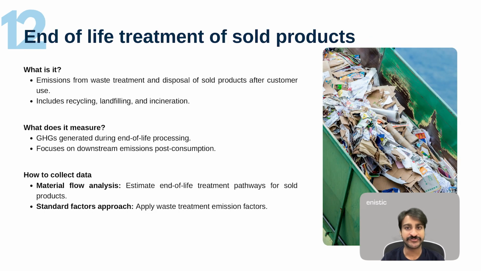Next, we have end-of-life treatment of sold products. These are emissions from waste treatment and disposal of sold products after customer use. It includes recycling, landfill, and incineration. It measures the greenhouse gases generated during end-of-life processing, and it focuses on downstream emissions post-consumption. The best way to collect data for this is to conduct a material flow analysis, which estimates the end-of-life treatment pathways for all the different components within the product. Alternatively, you can use a standard factors approach based on the materials that are within the product that has been sold.